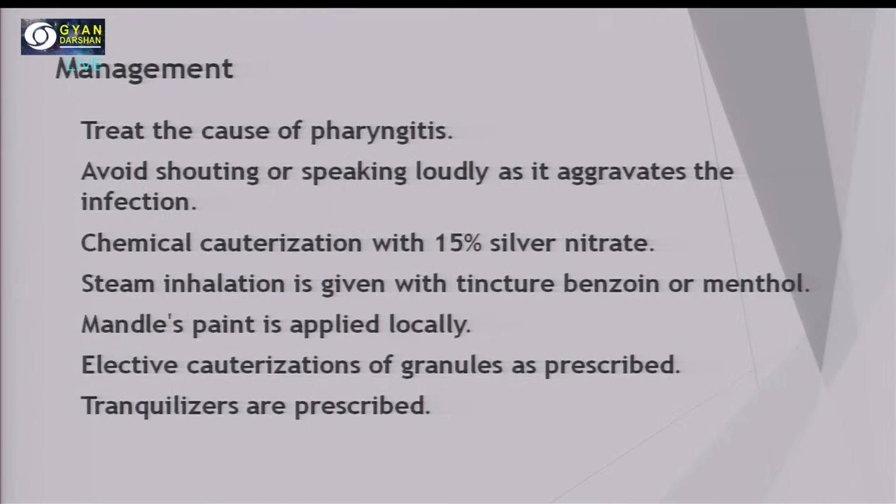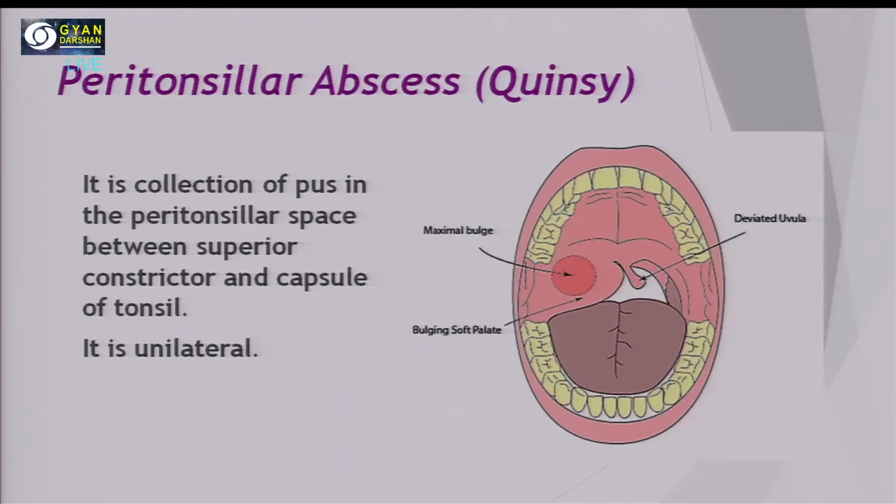How do you treat it? First of all, treat the cause. Avoid shouting or speaking loudly because it can increase your infection. Chemical cauterization can be used with 15% silver nitrate. Steam inhalation is given with tincture benzoin or menthol. Mandl's paint is applied locally. Elective cauterization of granules may be done. Tranquilizers can be prescribed.